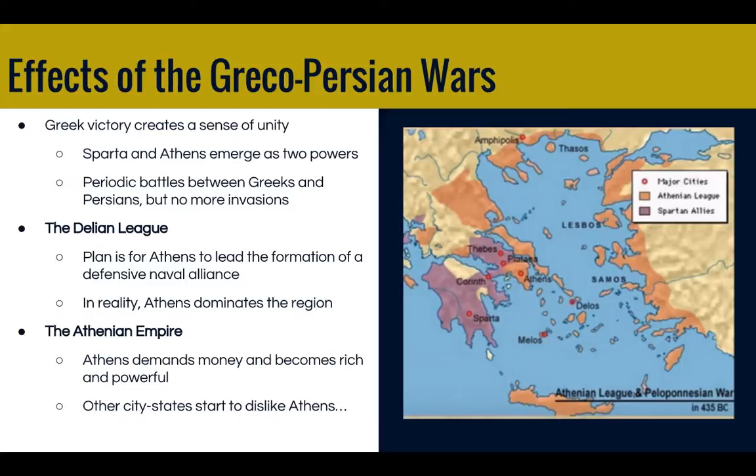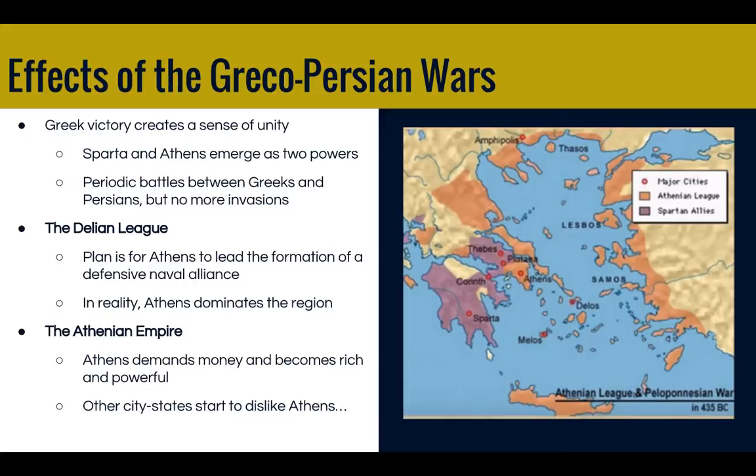After this war, we see the Delian League form. Athens decides that in this leadership role, they're going to create a naval alliance, a defensive alliance to protect from any future possible invasions by the Persian Empire. But in reality, Athens is actually going to end up dominating this region. They demand money, they become rich and powerful, and instead of a league of equals, it's more of an Athenian empire, with Athens dominating the Aegean Sea.